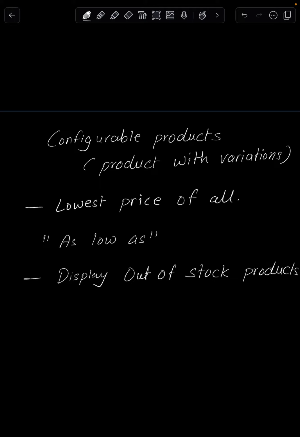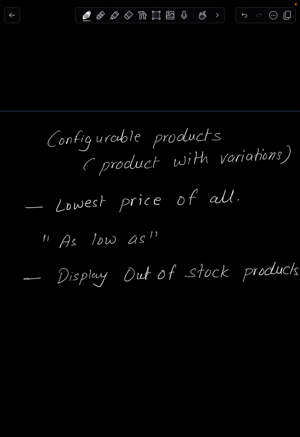Another thing is, obviously, when you're calculating the price of the configurable product that needs to be displayed, you also need to check whether all children are enabled or whether there are any disabled products also. So you can see how this calculation is becoming more and more complicated.